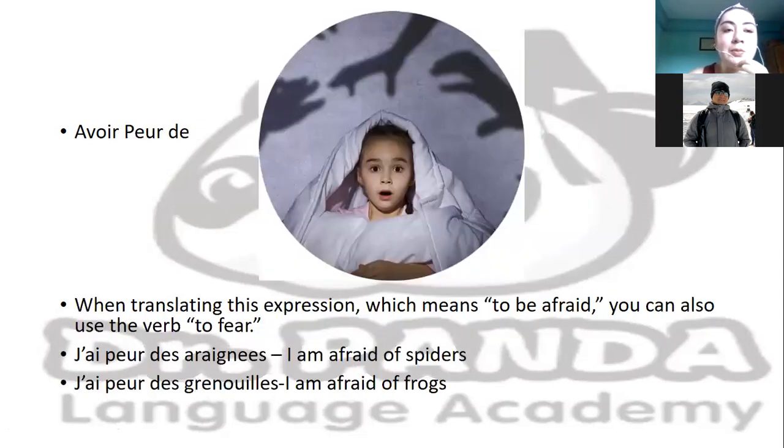And the next idiomatic expression we have avoir peur de. Very good. So when translating this expression, which means to be afraid, you can also use the verb to fear. For example, I am afraid of spiders. You can say j'ai peur des araignées. Des araignées. Very good. And I am afraid of frogs is j'ai peur des grenouilles.